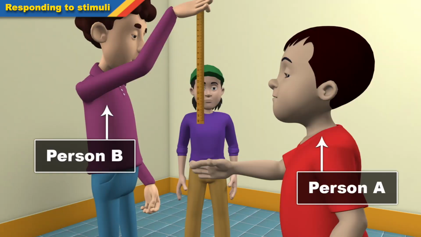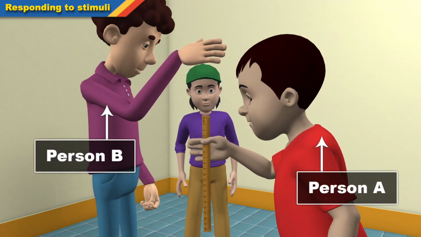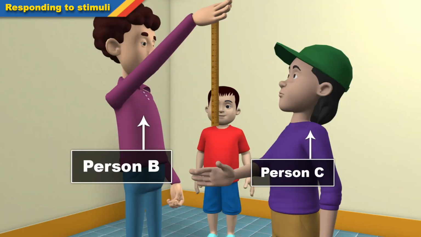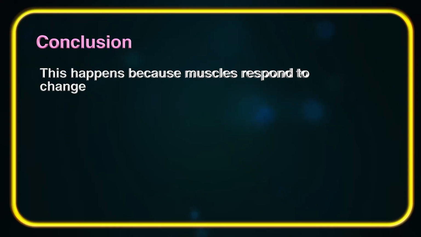Observation. It is observed that person A responds to the change created by the person B. So does the person C. Conclusion. This happens because muscles respond to change in the stimuli.